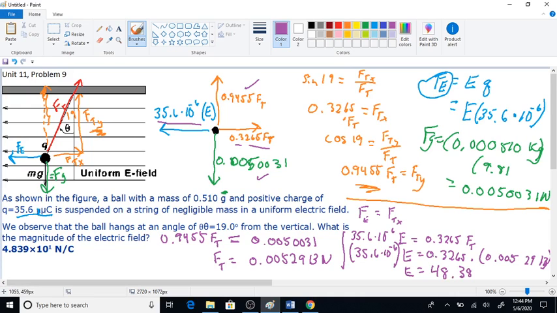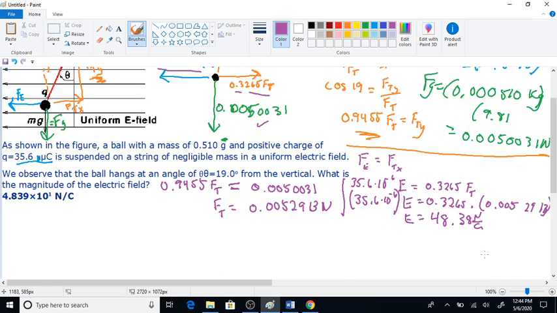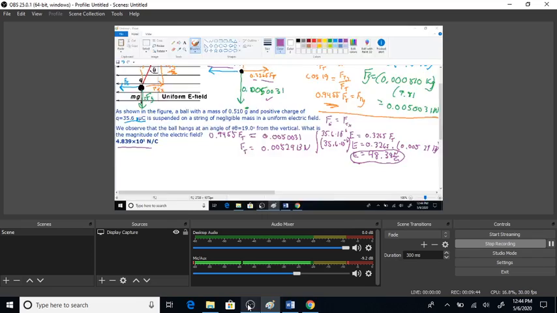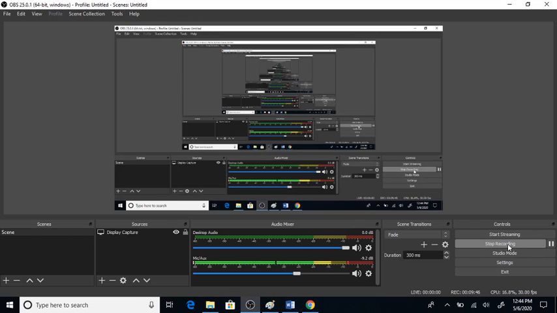When I divide those, I found 48.38, and our units are newtons divided by coulomb, so newtons per coulomb. There we go. That's our answer, and if you look over here, that's our answer. So that was not nearly as bad. I got sidetracked a little bit, but there we go.